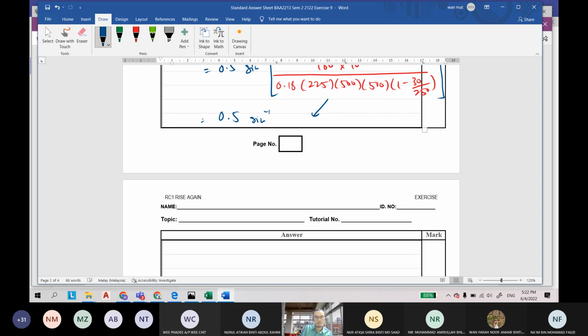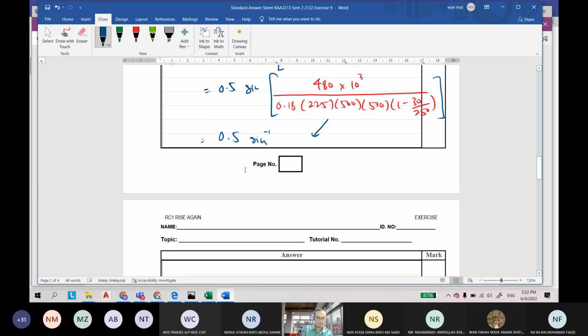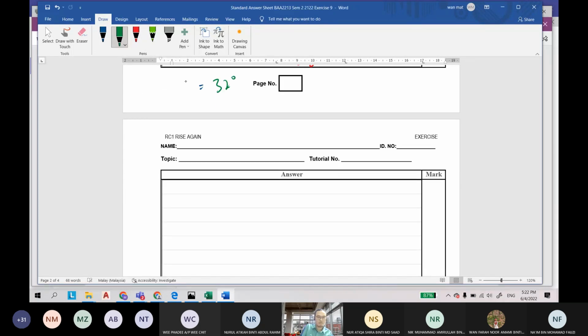Okay, what is the value for this calculation? 32. Sorry, 30? 32. Okay, good. So this one is equal to 0.898. Okay, you want to use theta equal to 32 degrees.